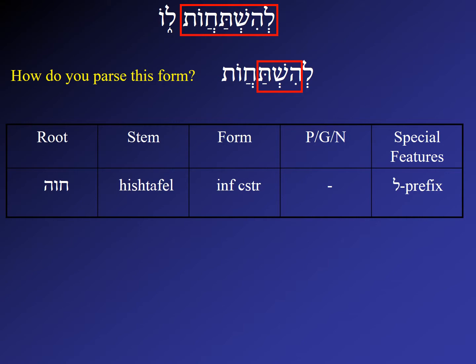BDB will parse this for you as the hitpael infinitive construct of shachah, shin, chet, hey, with a metathesis of the tav and the shin. So from hitshacha to hishta. This parsing was considered to be the correct parsing until about the middle of the 20th century, and since our discovery of other Semitic languages, we tend to parse it now as chava. So the meaning of this is to bow down.